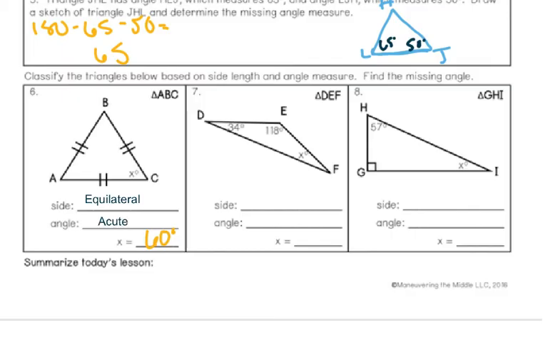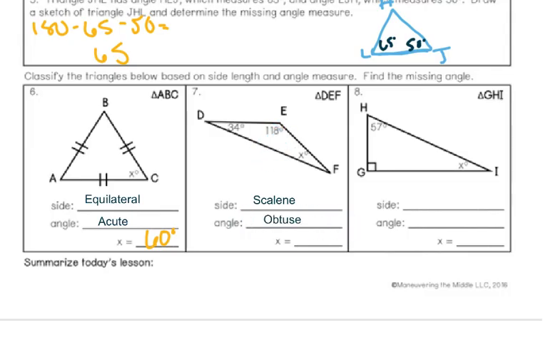Let's look at number 7. On number 7, none of the sides are indicated to be the same. There's no dashes on any of the sides. So that's going to tell me that this is a scalene triangle since all of the sides are different. Next, I'm going to look at the angles. I've got a 34-degree angle, 118, and x. That 118 is greater than 90, which tells me that's an obtuse angle. So this is going to be an obtuse triangle.